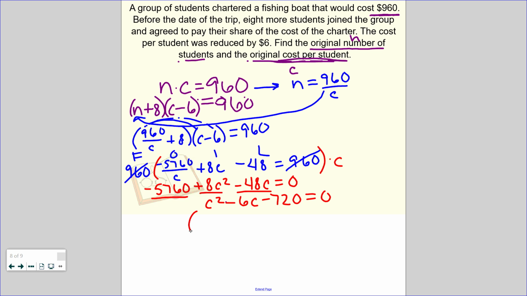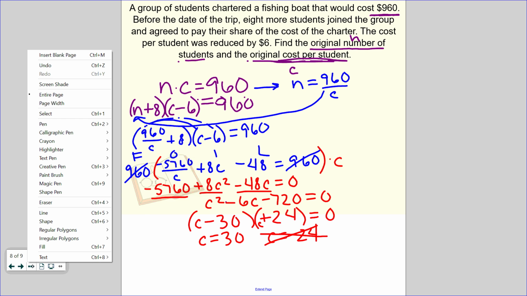From here we can factor. I'm looking for 2 numbers that multiply to negative 720 and add to negative 6. One has to be positive, one has to be negative. Let's see here. Take a little guess and check maybe. 30 and 24 are my numbers. So negative 30, positive 24. Oh, don't forget my C there. And if I set each of those equal to 0, I'm going to get C is 30 and C is negative 24. Now remember, C represents cost per student, so it doesn't make sense to have a negative 24, which means the original cost per student was $30.